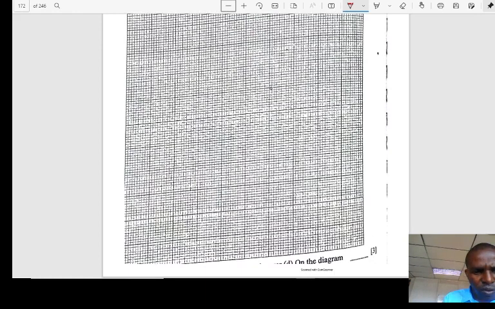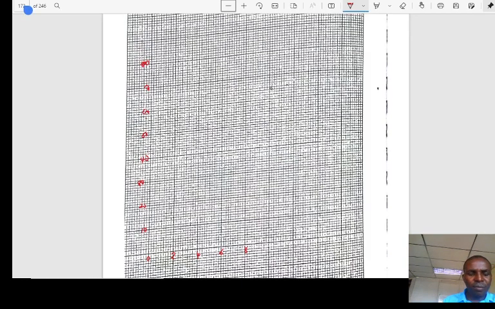Right, I can start from this point. I can say 0, 2, 4, 6, 8. Then vertical is 10, 20, 30, 40, 50, 60, 70, then 80, like this. Then you come up here.